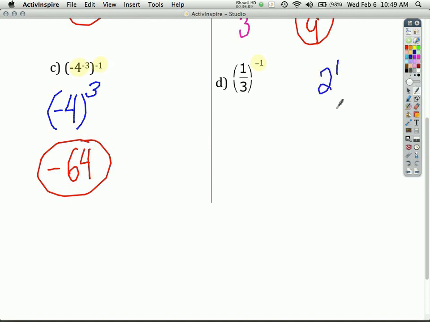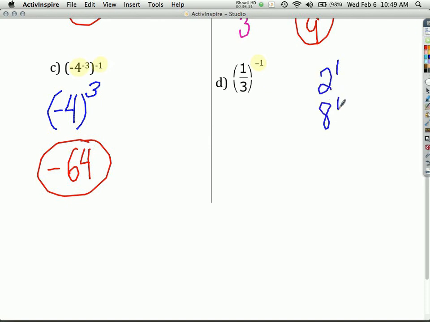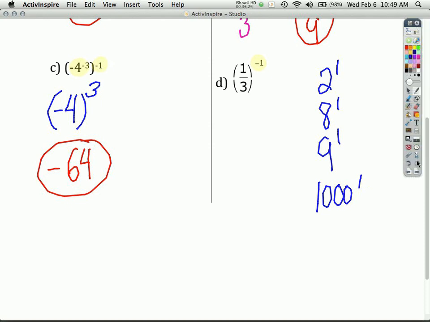2 to the 1st power is 2. 8 to the 1st power is 8. 9 to the 1st power is 9. 1,000 to the 1st power is 1,000. So a power of 1 doesn't really mean anything. But the negative sign does. The negative sign means reciprocal. So if you have anything to the power of -1, all it means is flip it. That's all this means. Flip it.